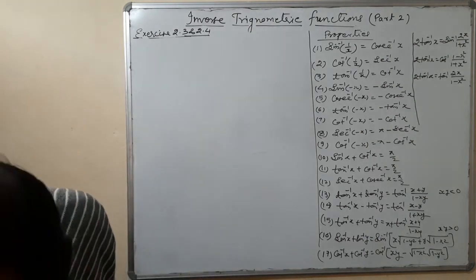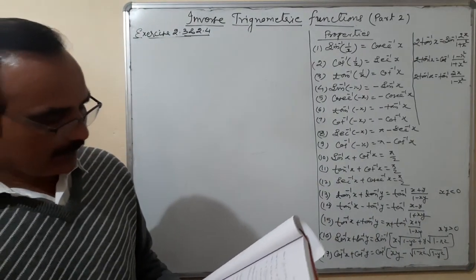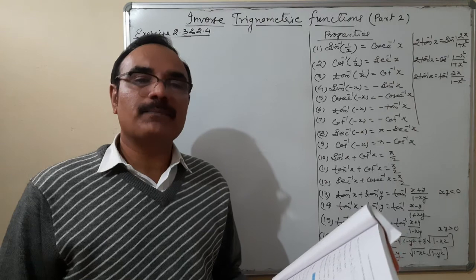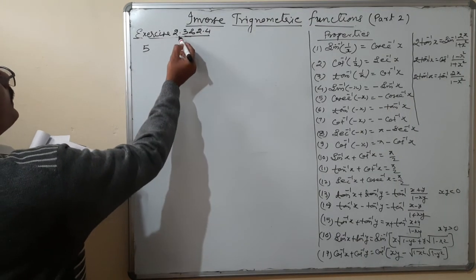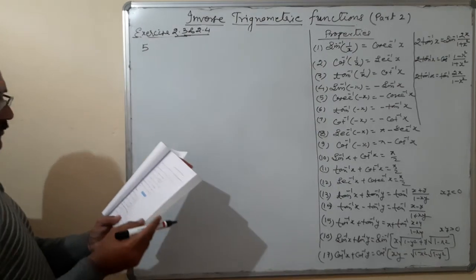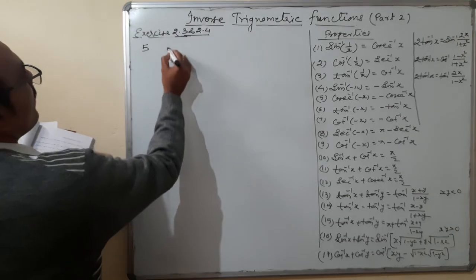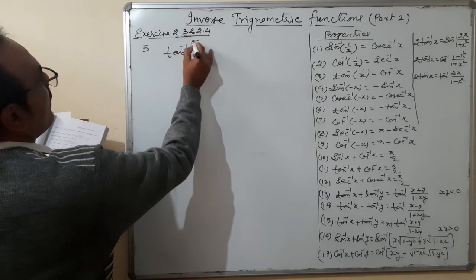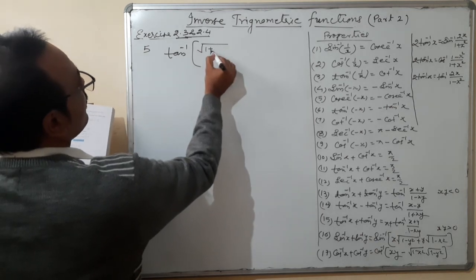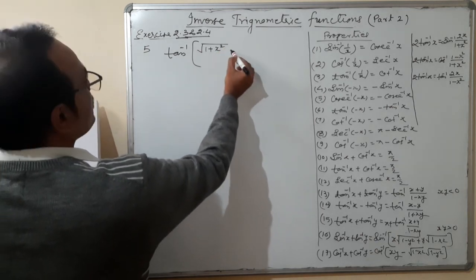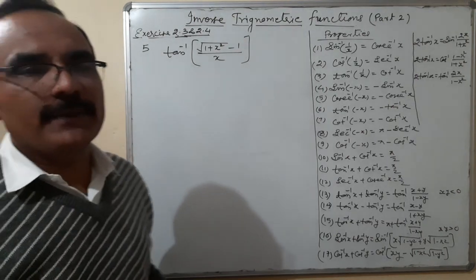Next question I am taking from it, that is number 5th. Write the following functions in the simplest form. Question number 5 of 2.3. Write the following function in the simplest form. I am selecting one, tan inverse under root 1 plus x square minus 1 upon x. We are converting it into simplest form.